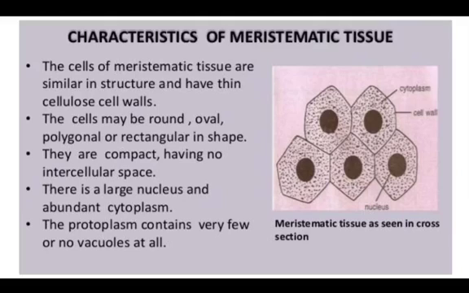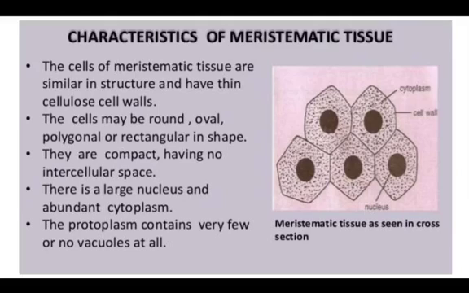The cells may be round, oval, polygonal or rectangular in shape. The meristematic tissues are made up of different shapes. And they are compact, having no intercellular space. In between these meristematic cells there is no intercellular space.